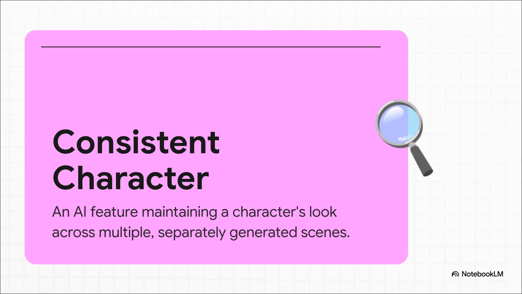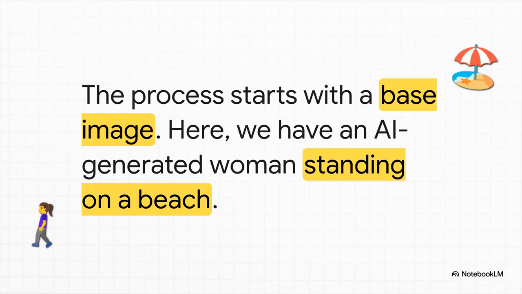Your main character would look different in every scene. It's the absolute holy grail for AI video, and it's something most tools have a really hard time with. But apparently, Video Express built a feature specifically to solve this problem. All right, let's see how it does. We're going to put it to the test with a simple story.